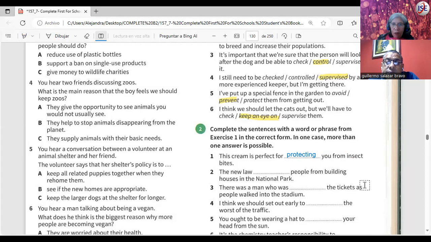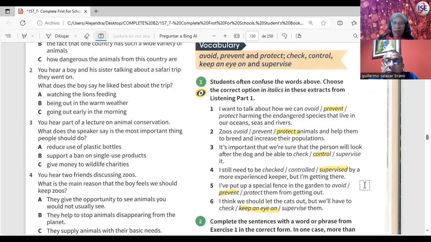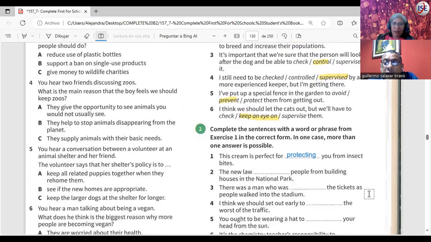The new law, people from building houses in the national park. It happens before they start building. Let me see. I can see. The new law, people from building houses in the national park.